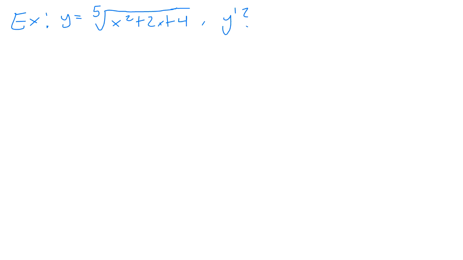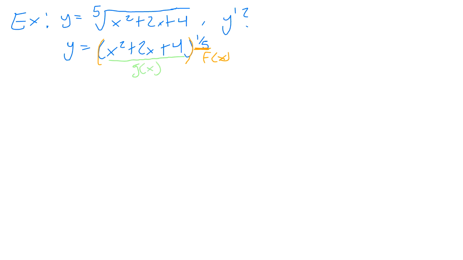So the first thing we can do is try to find our inner and our outer function. Let's go ahead and rewrite this function as y equals x squared plus 2x plus 4 to the 1/5. We can treat this whole big expression with the exponent as our outer function, and let's call this f of x. Now we have this function inside of that, x squared plus 2x plus 4, which is going to be our inner function, which we can call g of x.